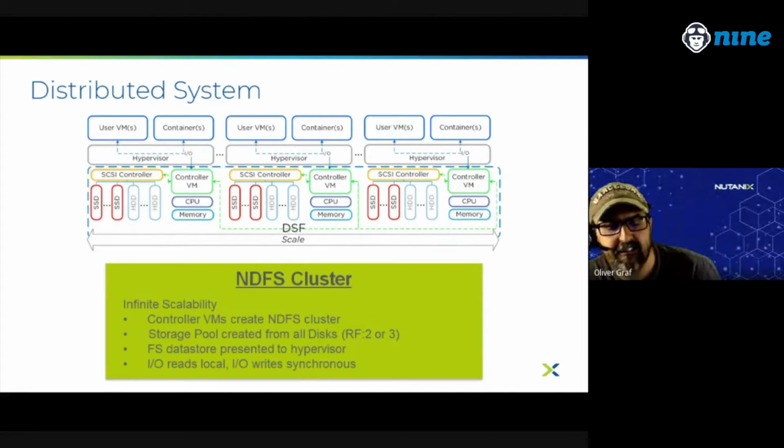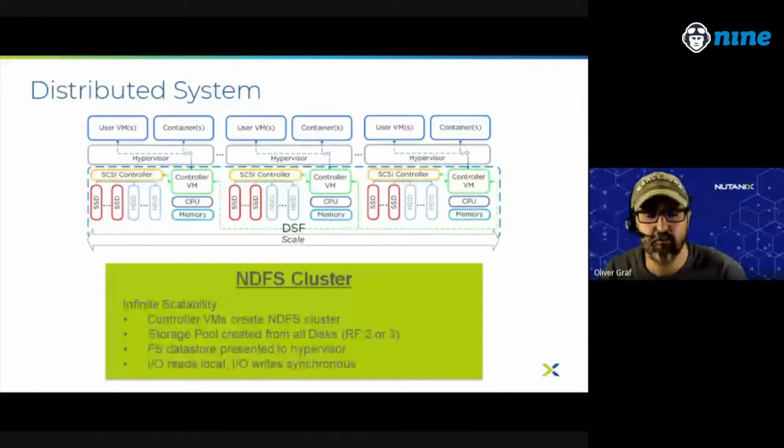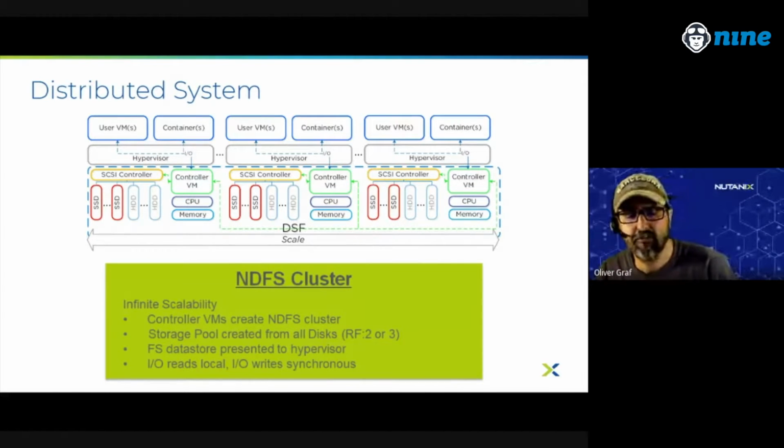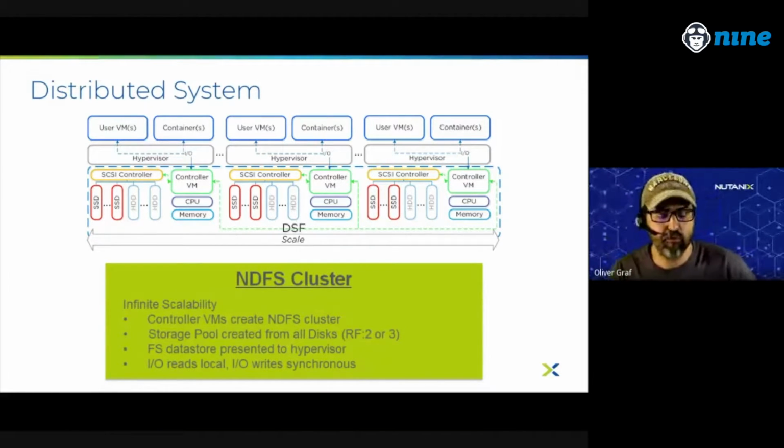All services and components are distributed across all CVMs in a cluster to provide really high availability and linear performance at any scale. The picture shows an example of how these Nutanix nodes form this Nutanix cluster, with the controller VMs that talk to each other, and you have the hypervisor, the user VMs, and the controller VM that controls the hardware and the I/O through the hypervisor to the VMs.